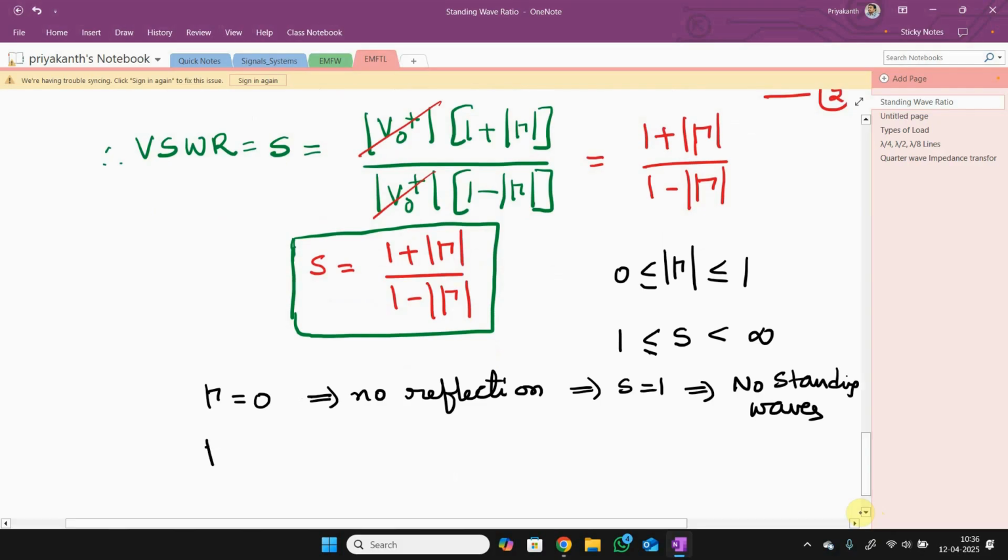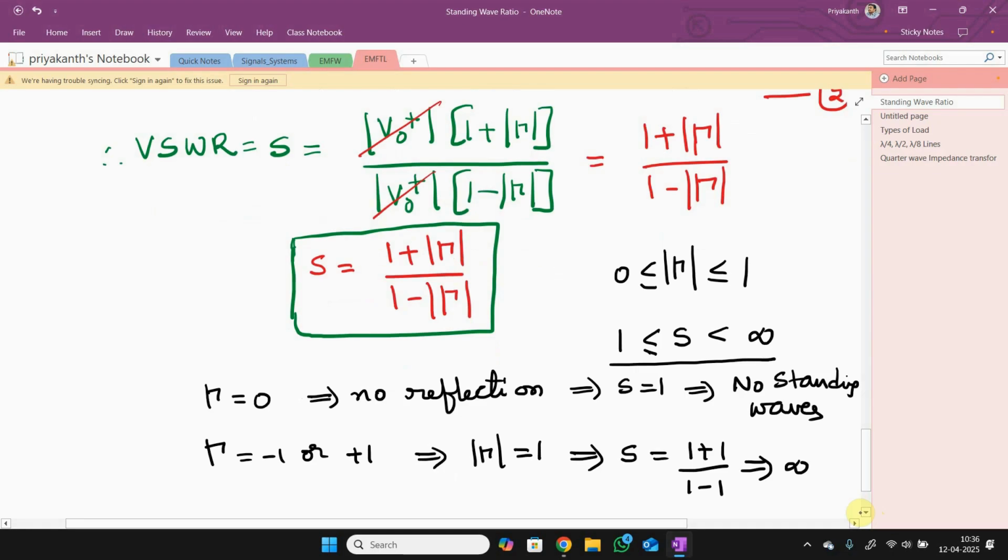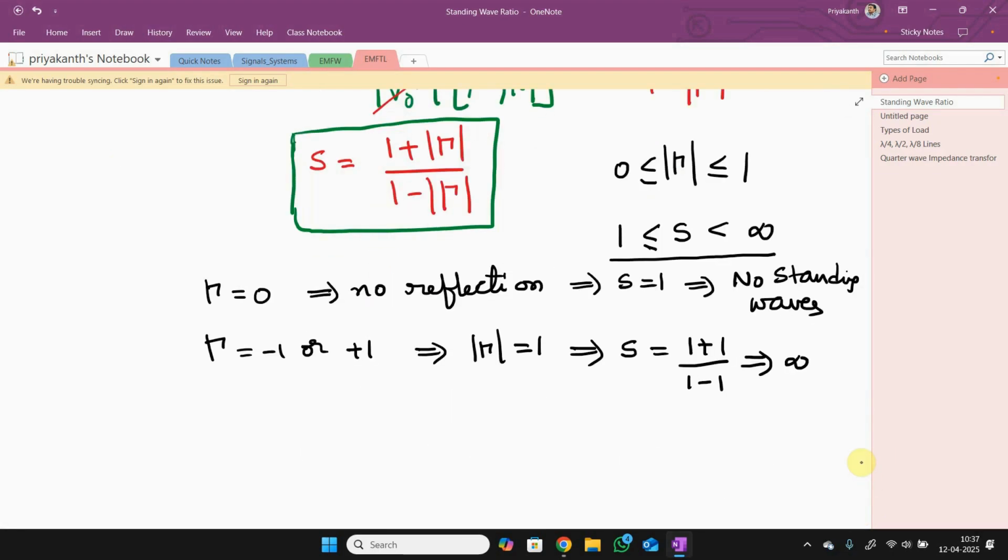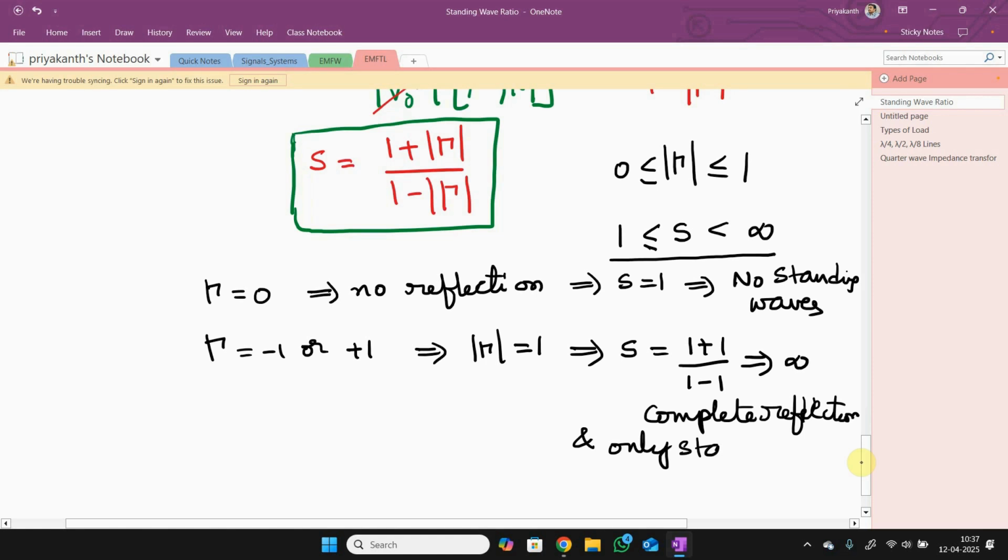Okay. And when gamma takes a value of either plus 1 or minus 1, that means mod gamma is equal to 1. Then S equals 1 plus 1 by 1 minus 1, which leads to infinity. This is how we get this range 1 to infinity. And this S equal to infinity indicates that we have complete reflection. Only standing waves are present. No power transmission to load. Only standing waves and no power is delivered to the load.